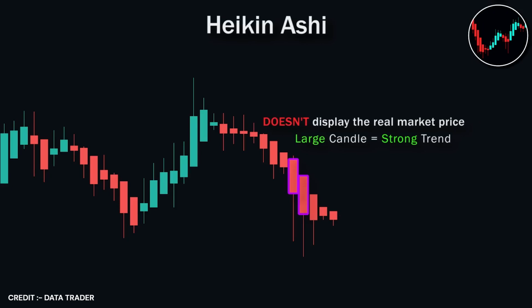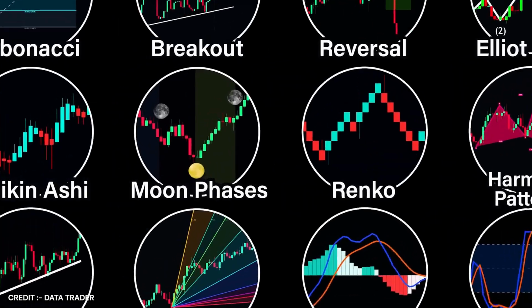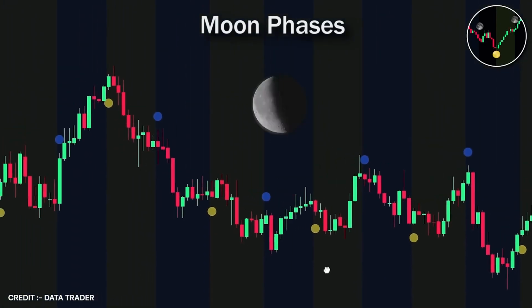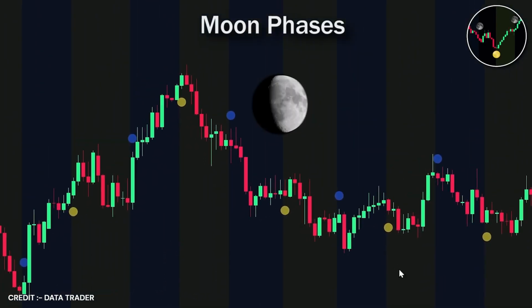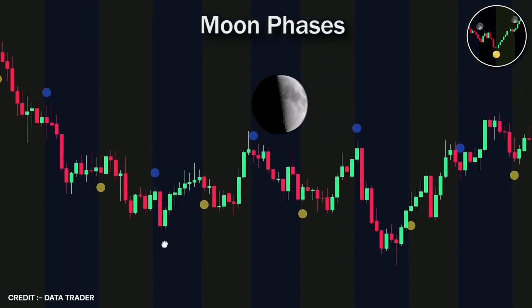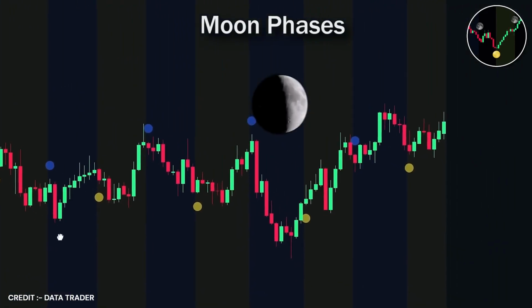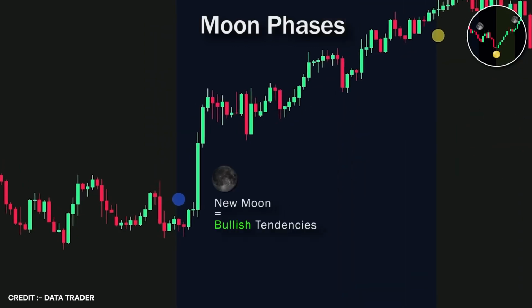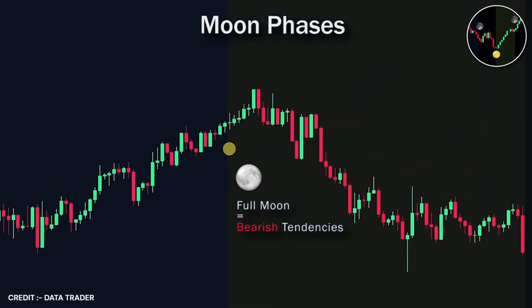It does not display the real market price. Moon phases. It is a concept that utilizes moon cycles to time the market. Moon phase traders believe that moon cycles are correlated with human emotions and behavior, which could have an influence on the market. Specific moon phases are believed to be favorable towards a certain trend. A new moon means the market tends to be bullish, and a full moon means the market tends to be bearish. Today, it is used mostly as a confirmation tool.